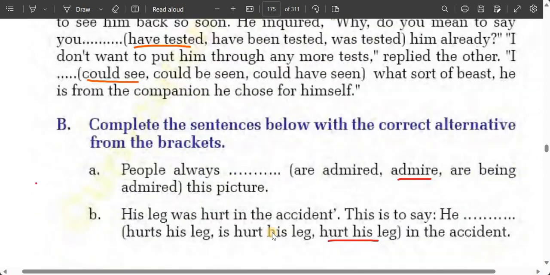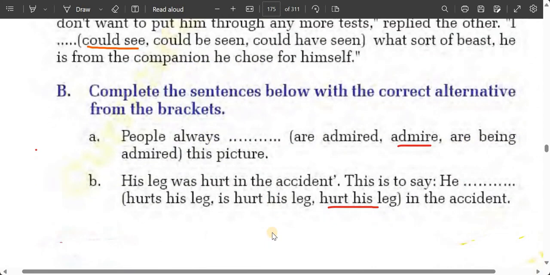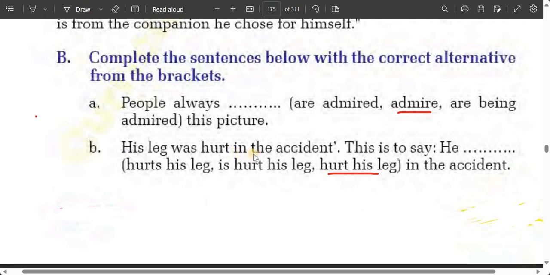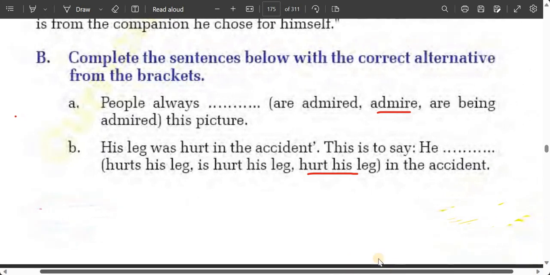Now, complete the sentences below with the correct alternatives. People always admire this picture. Admire. Next, his leg was hurt in the accident. This is to say he hurt his leg. This is the active form. Hurt his leg. This is passive, so we have to use he hurt his leg.